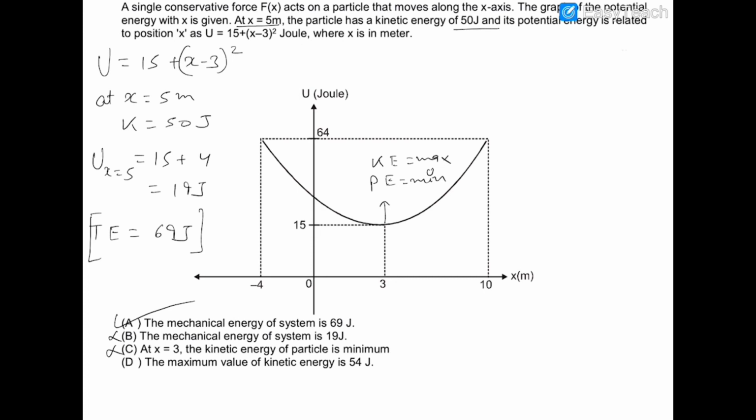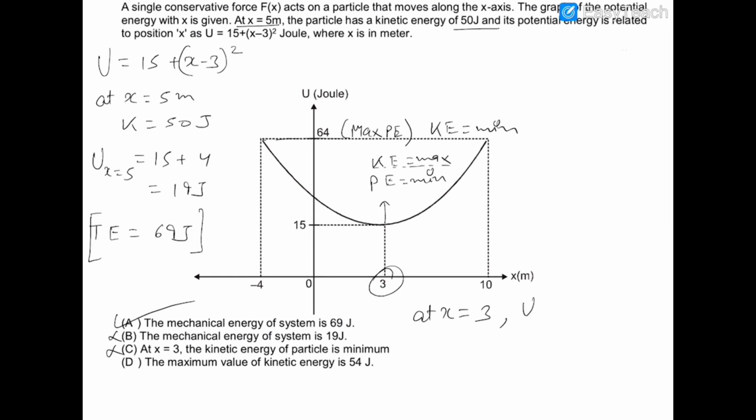The maximum value of kinetic energy of this particle is 54 joules. Now again we can say that the potential energy is maximum at this point, which is 64 joules. This is the maximum potential energy, and at this point the kinetic energy of the particle will be minimum. So if I calculate the maximum value of kinetic energy, then it would be at point x equal to 3.